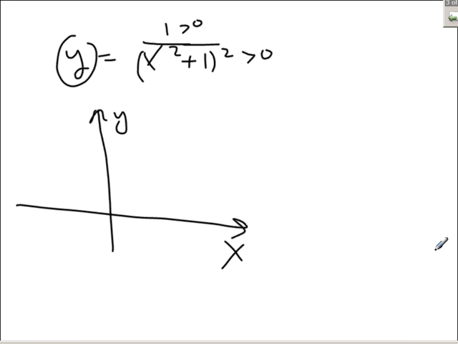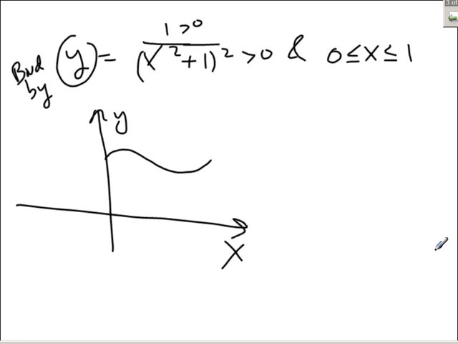Okay, so it's bounded by y equals that, and x is in between 0 and 1. That's what it's bounded by. So, from 0 to 1, maybe it looks like that. Something positive. And I'm telling you, 1 is right there. Now, we are going to revolve this about the y-axis.